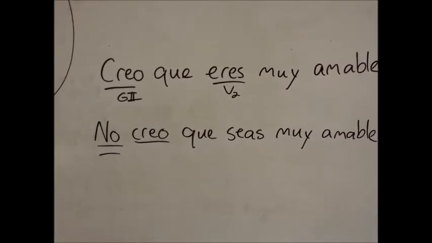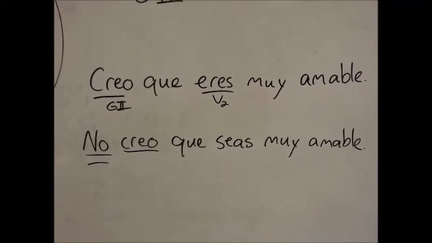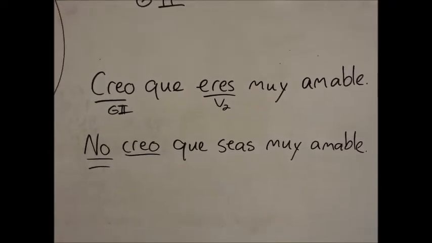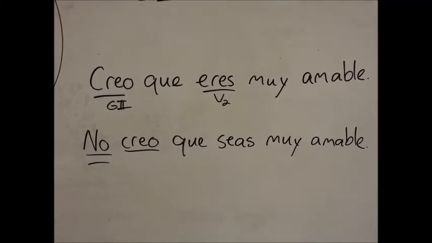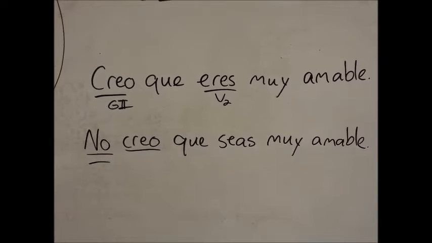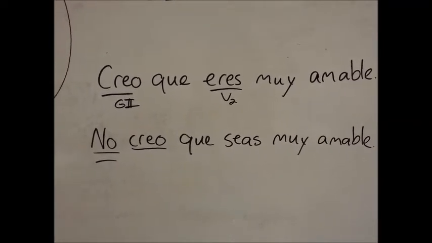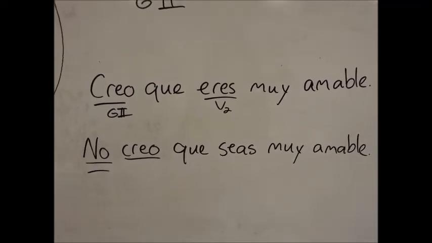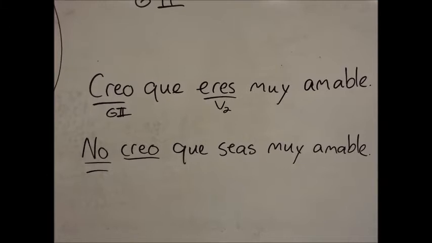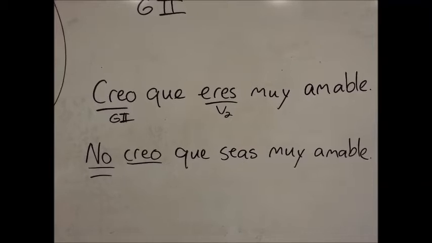We use the verb creer, which means to think or to believe. So the sentence says, I think that you are very nice. Creo que eres muy amable. The V2 is conjugated in the indicative because it's an affirmative sentence. But then we have the opposite, the negative version of the sentence, which has no. No creo que seas muy amable. Seas is the same verb, but it's conjugated in the subjunctive because the sentence is negative.